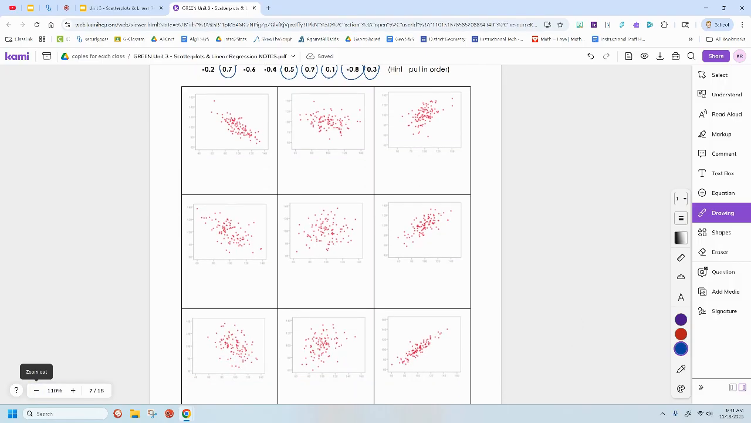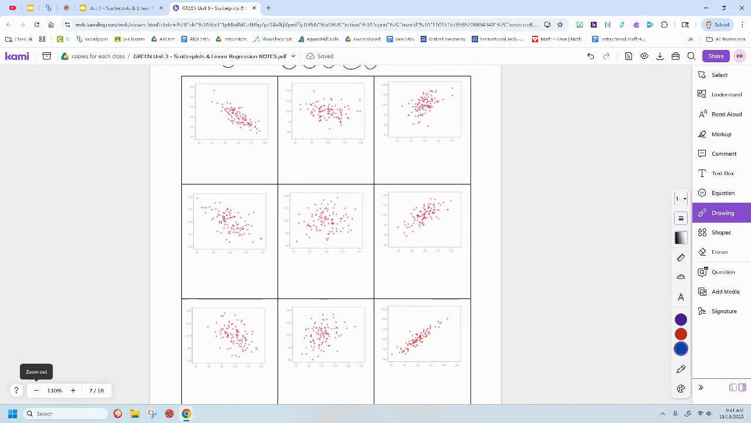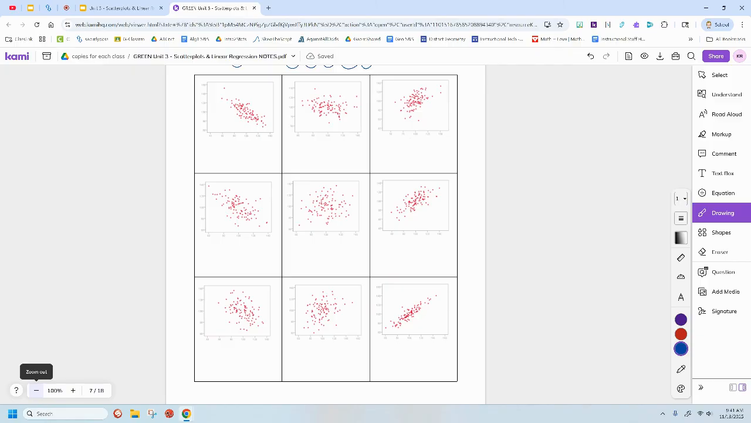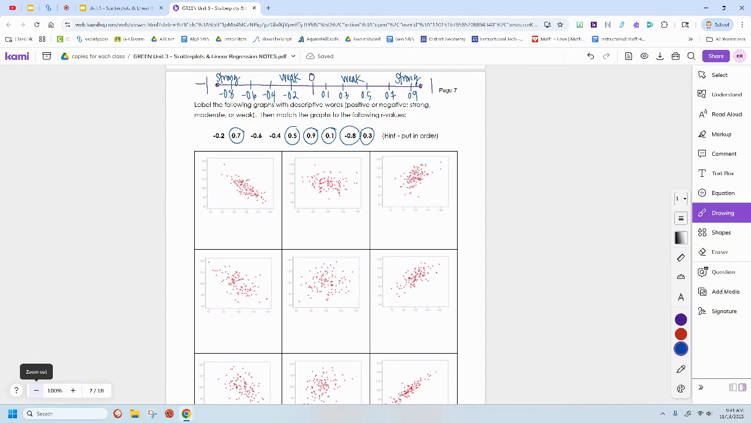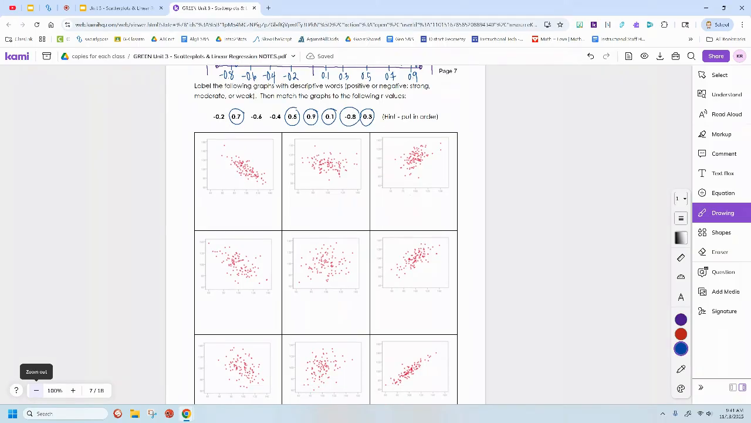So let's go with the 0.9. Which graph is going to be the 0.9? It's the strongest. Bottom right. Very good. So R equals 0.9. Keep putting R equals. That will remind you that correlation coefficient is the R. Okay. So then I'm going to kind of tick them off going from strongest in. Where's the negative 0.8? Top left.